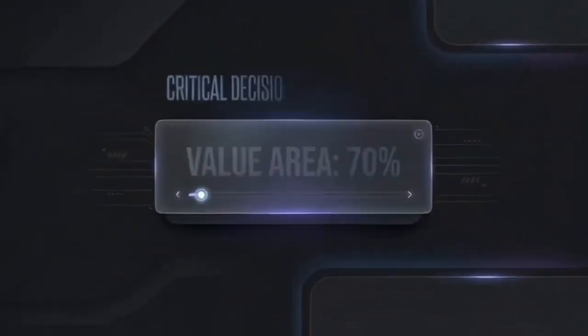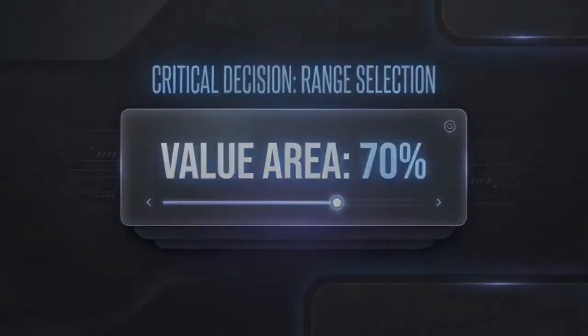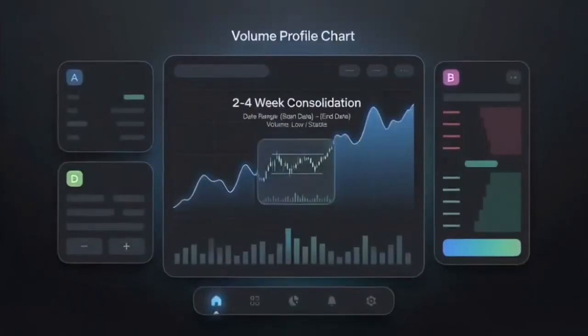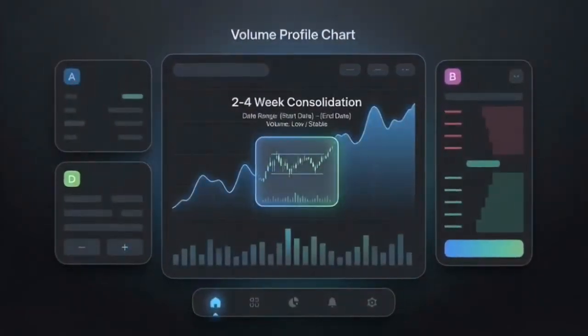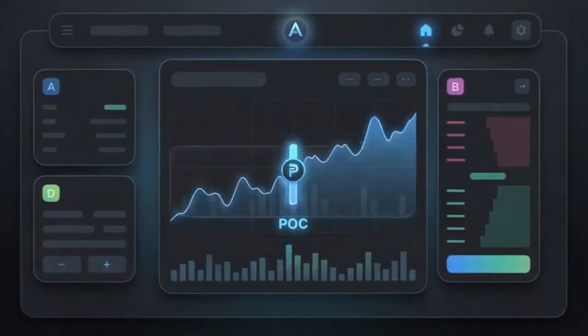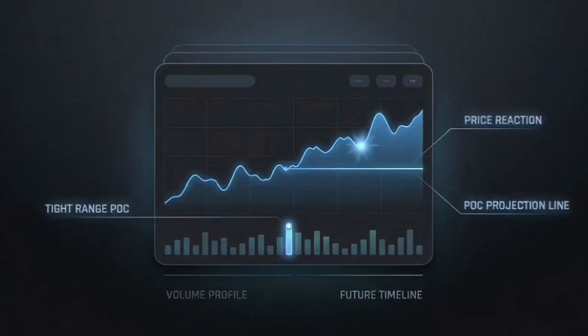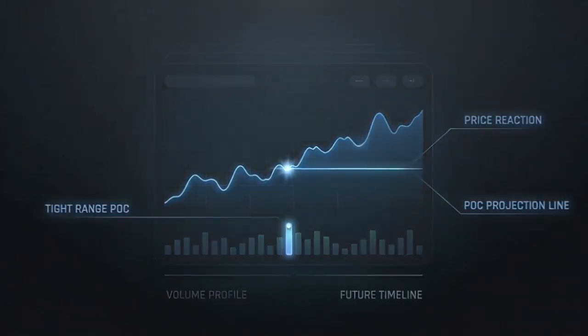Settings: value area at 70%, same as the session profile. The critical decision is which range to select. Two options here. Tight range. Select a 2 to 4 week consolidation period. This gives you a highly specific picture of where recent decision-making happened. The point of control from this range will be the most immediately relevant level if price returns to that area.